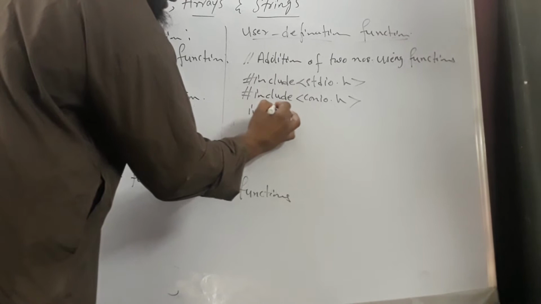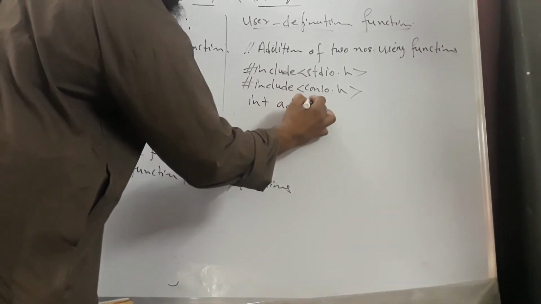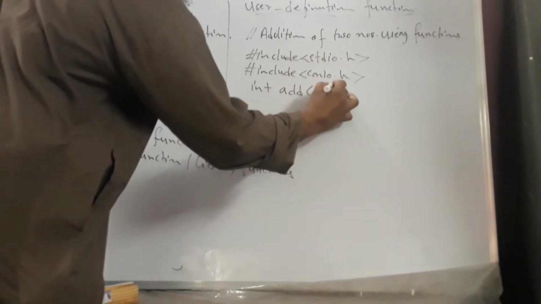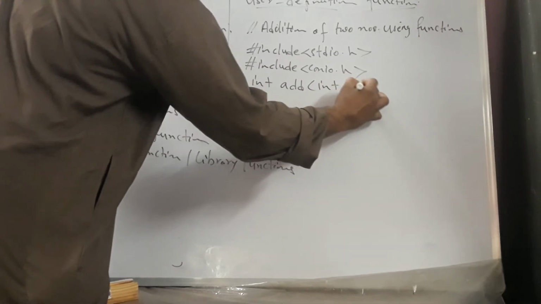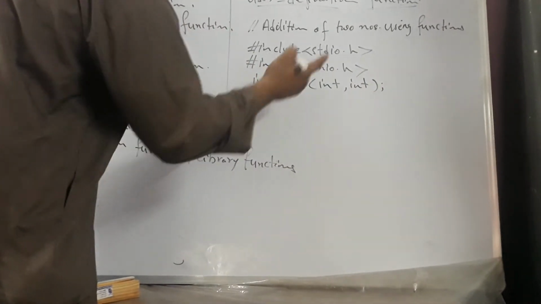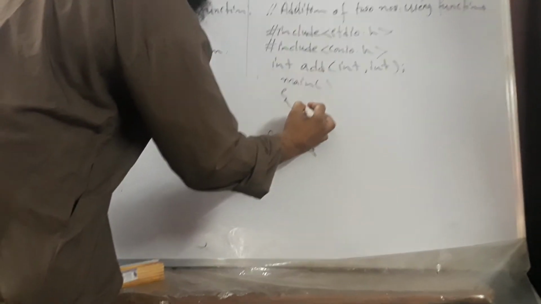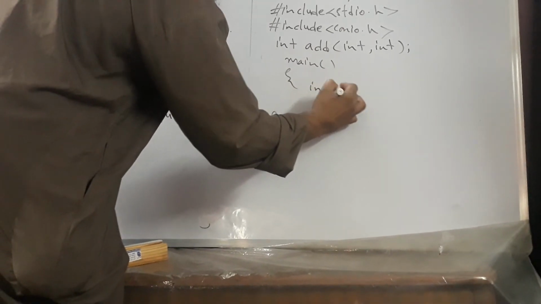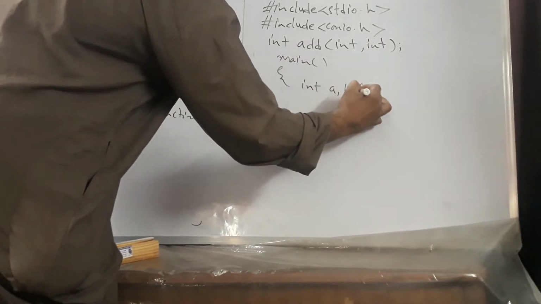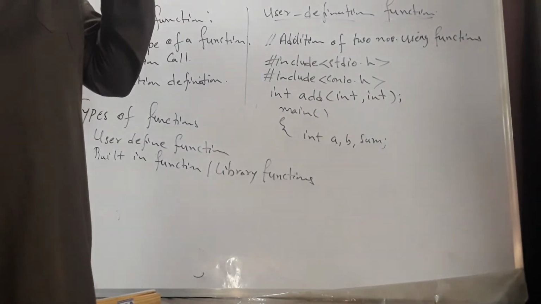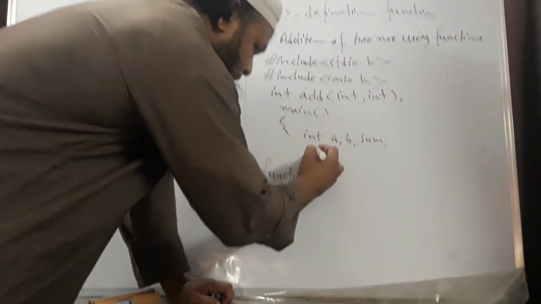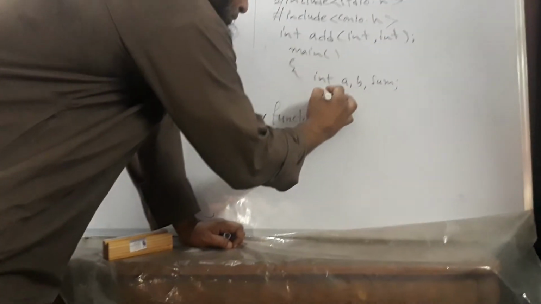So we'll write int add, we have given the name of the function. In this we are passing two parameters of type integer, then we have given a semicolon. We are writing main, again creating some variables a, b, sum. Three variables we have created, we have declared also.